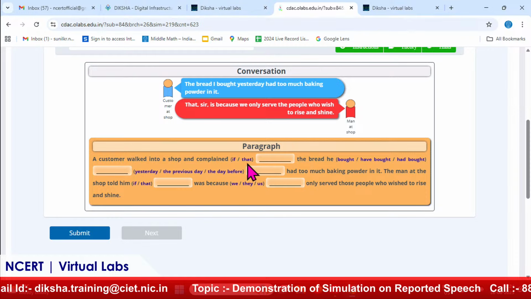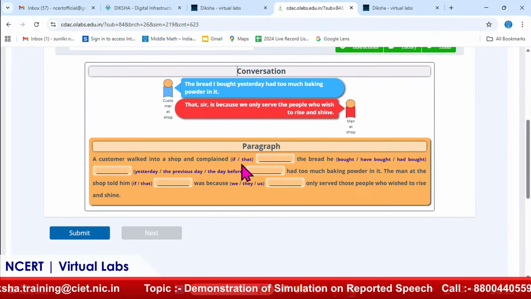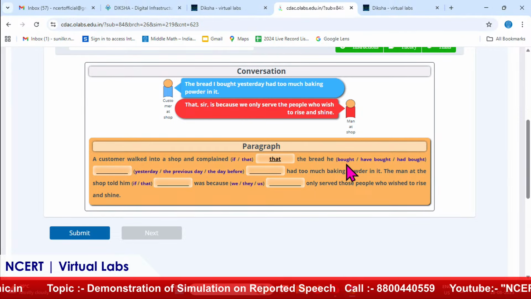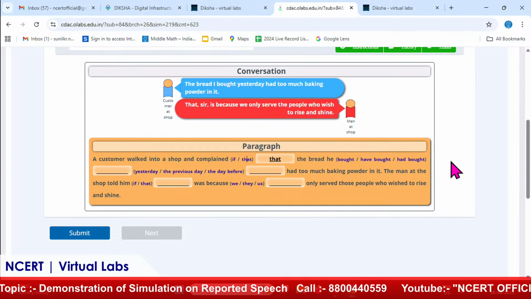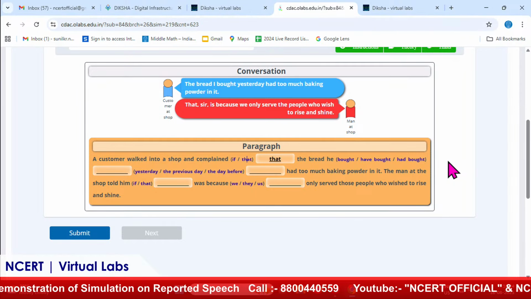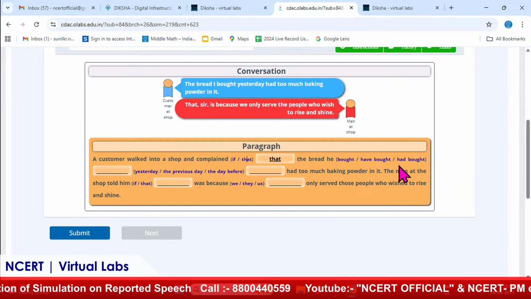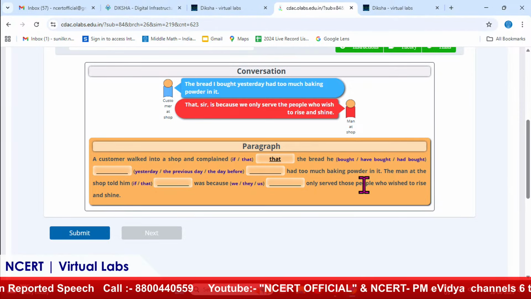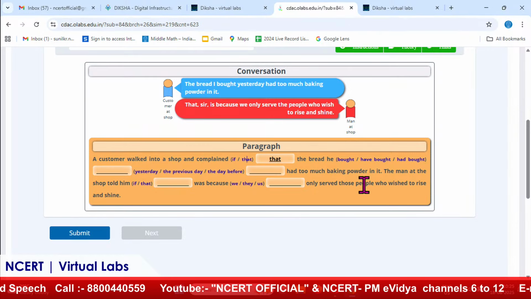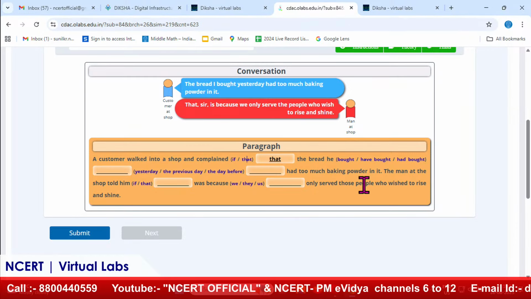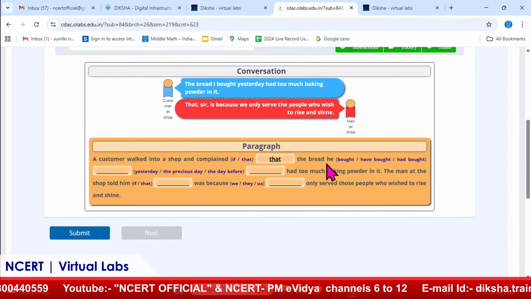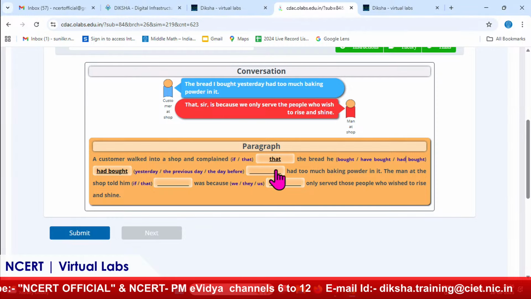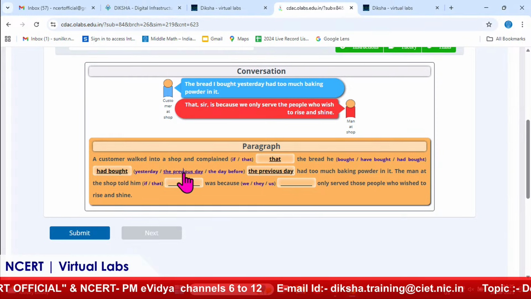Okay. A customer walked into a shop and complained that the bread he bought. Well, I think it should be had bought. Okay. But let's go with bought. Had bought because it's in the past and he's reporting a past activity, past within past. So it will be past participle, but okay, let's do had bought to save time. Yesterday, the previous day, the day before. The previous day.